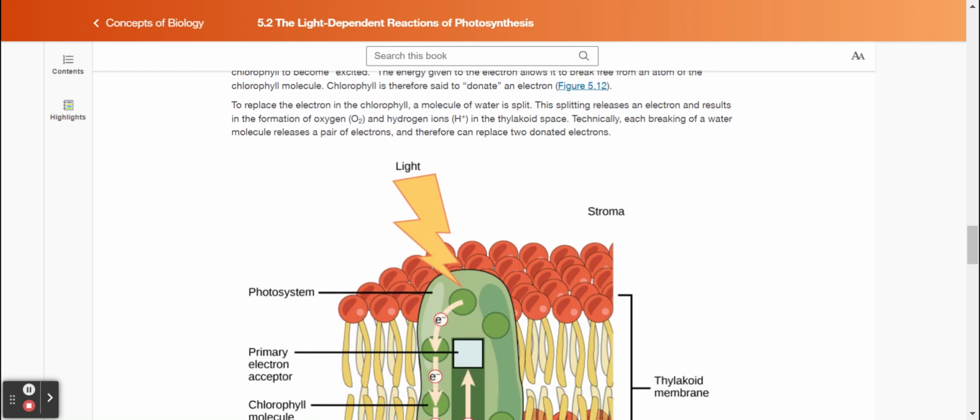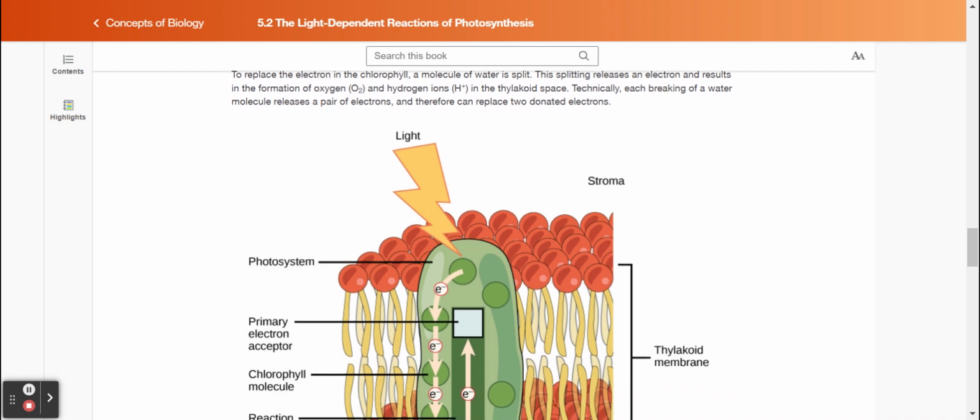To replace the electron in the chlorophyll, a molecule of water is split. This splitting releases an electron and results in the formation of oxygen, O2, and hydrogen ions, H+, in the thylakoid space. Technically, each breaking of a water molecule releases a pair of electrons and therefore can replace two donated electrons.